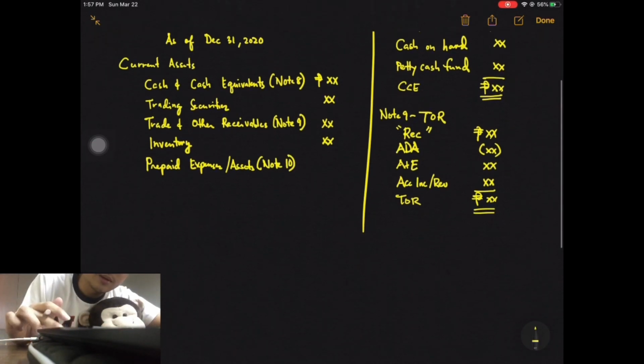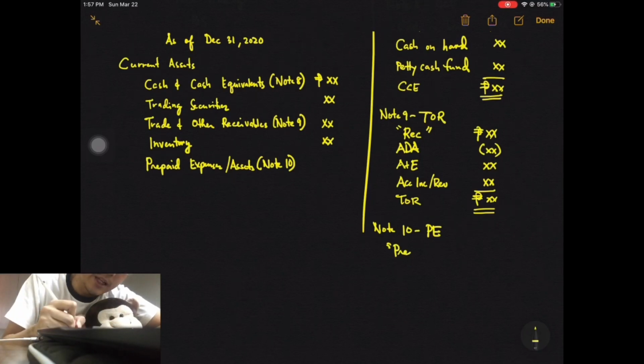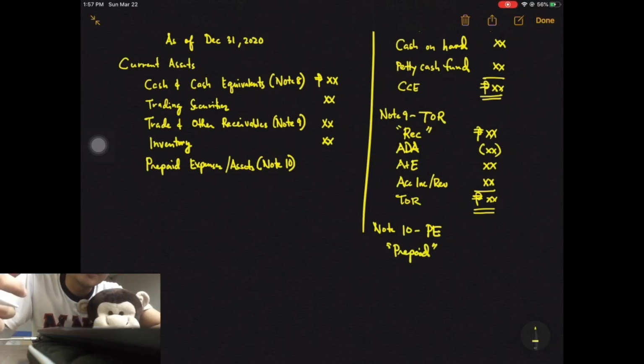So let's compute. So for note 10, we have prepaid expenses. I'll just write PE. And then for this one, look for an account title with prepaid in it. And by the way, what's prepaid? What's the difference between prepaid and postpaid? Prepaid implies that you will pay first before you use, while postpaid, you will use first before you pay. If you have a, what do you call this, plan, normally that's postpaid. You will use first and then they will charge you. So for prepaid, it's pay first before use.